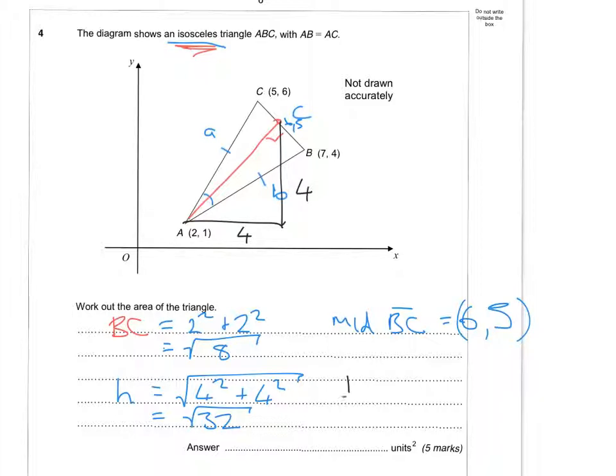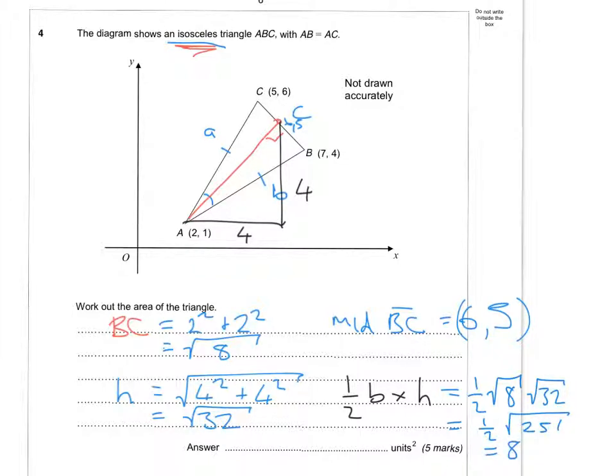Then a half base times height gives us a half root 8 root 32, which is a half root 256, which is 8 from my calculator.